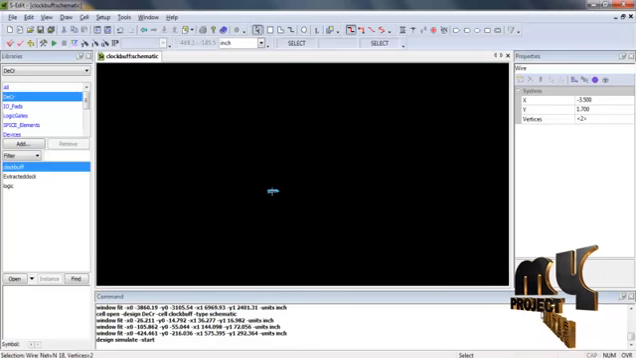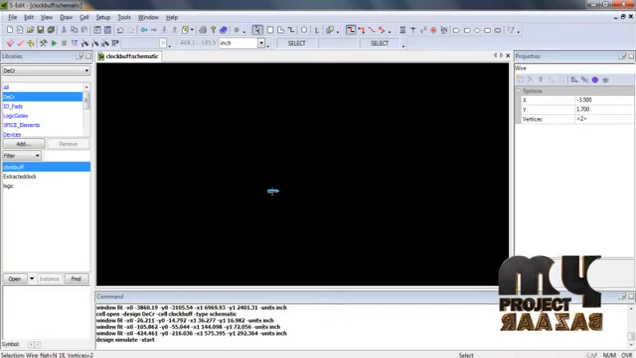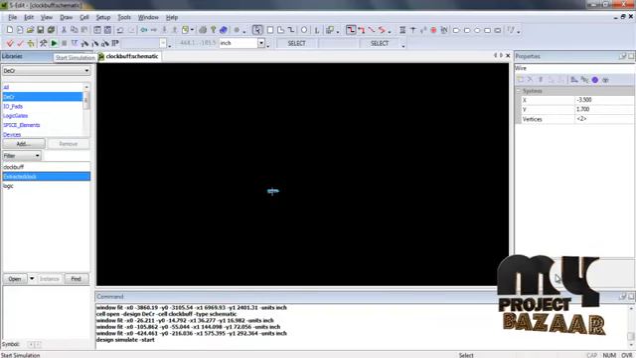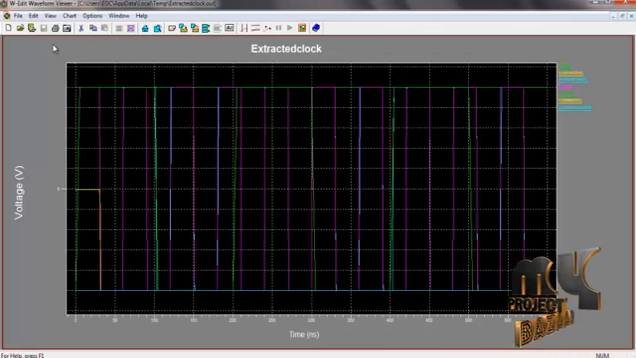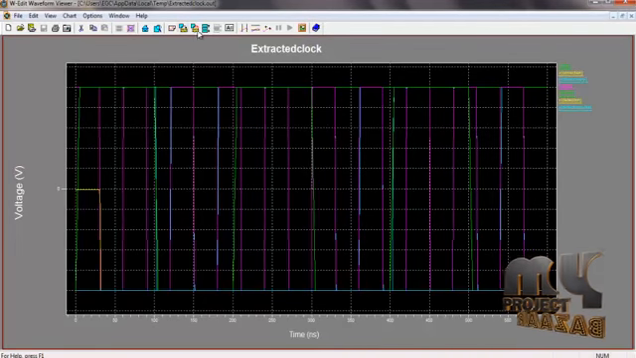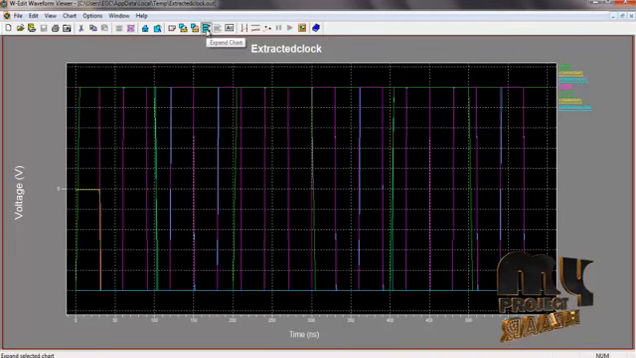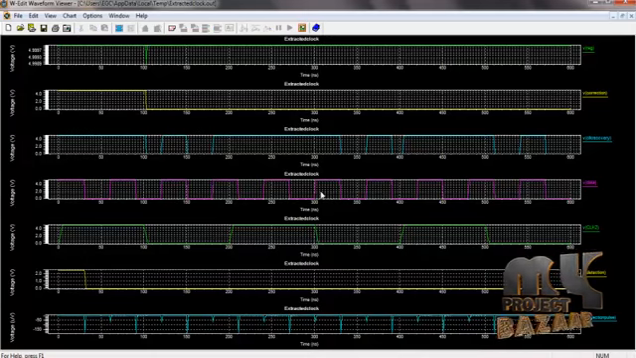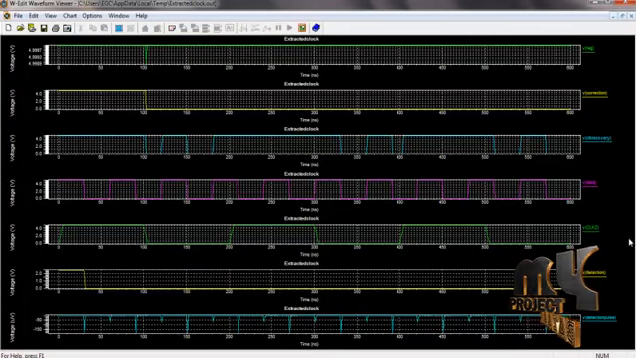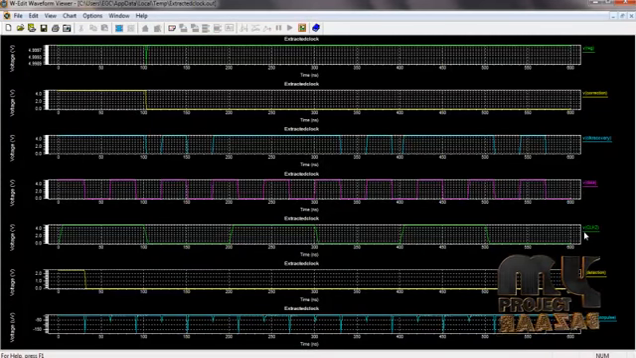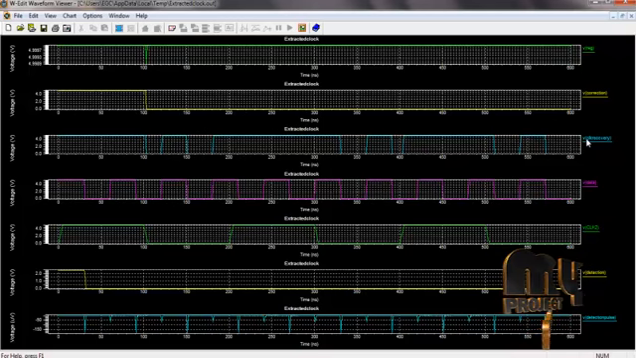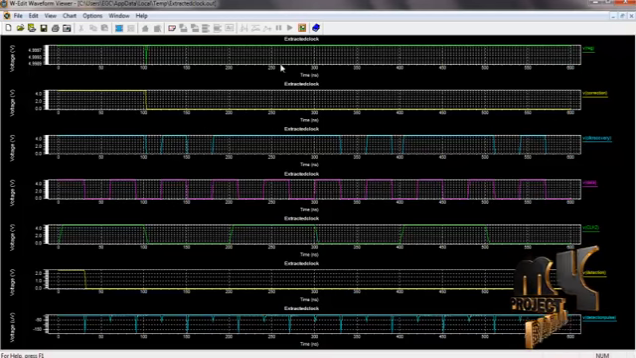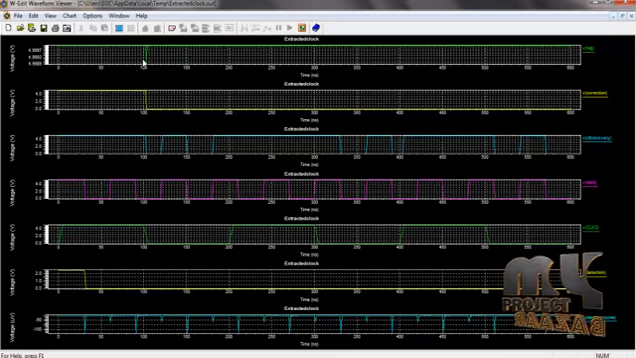Now we are going to simulate the next module, the extracted clock. Select extracted clock to start simulation. This is the output waveform of the extracted clock. We expand this waveform using the expand chart option. These all are the outputs of the extracted clock. V data is the input data, V clock is the input clock, and V clock recovery is the output of the recovered clock. They are directly applied to the register. The register will produce this output waveform.